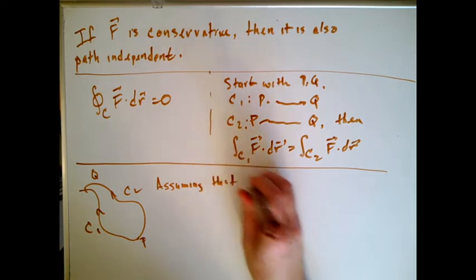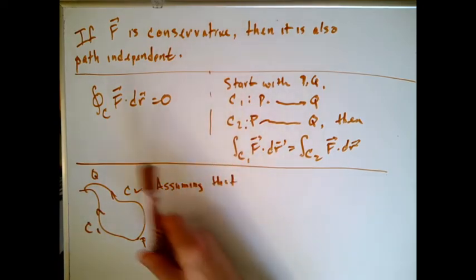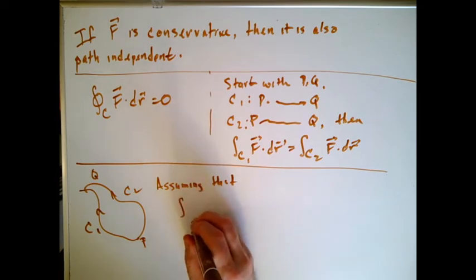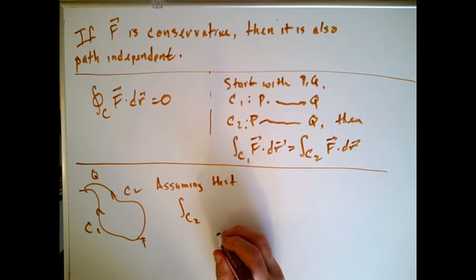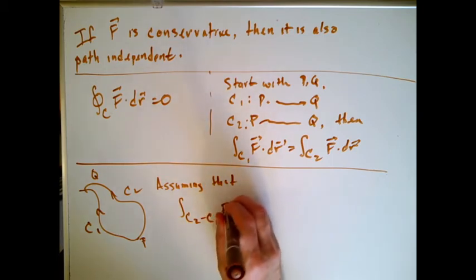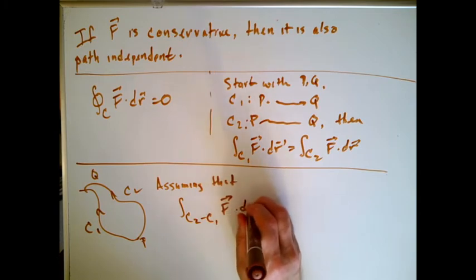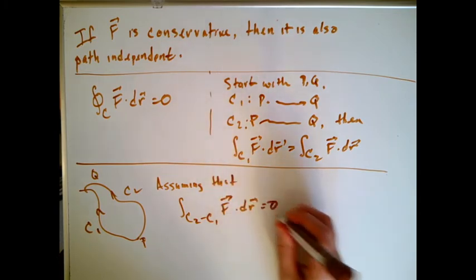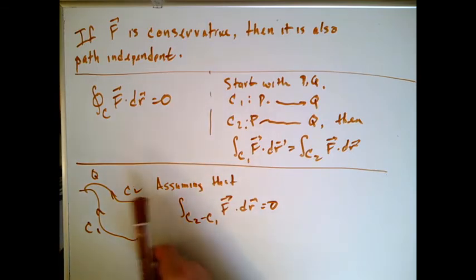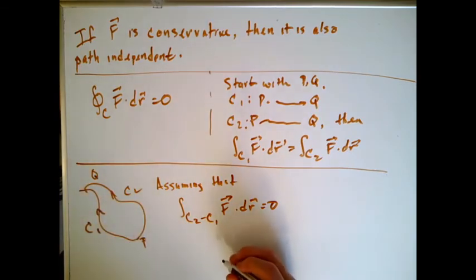that the work done around that whole curve is going to be 0, because that's what it means to be conservative, right? So we're assuming that the work done along the closed curve C2 minus C1, that's the way they're going to write it, is 0. And then we're just going to work our way through the notation. So this is the work done going C2 forward and then C1 backward.